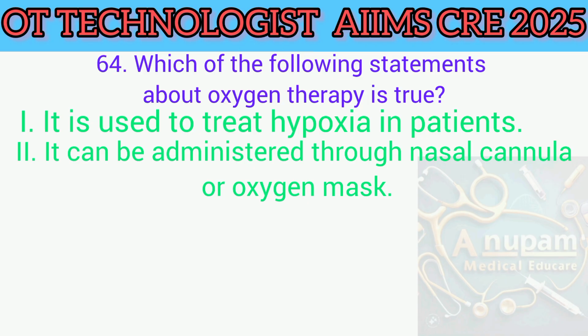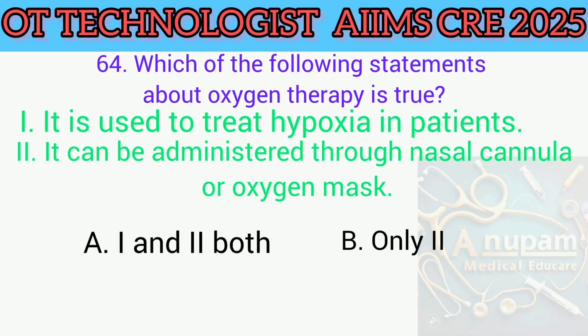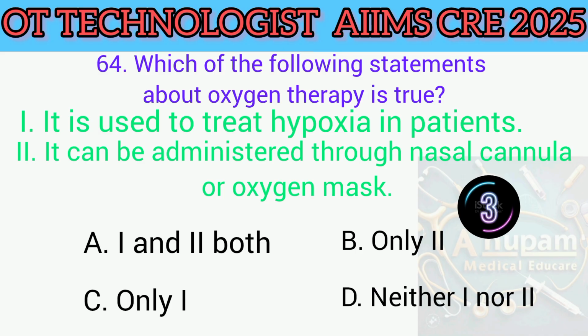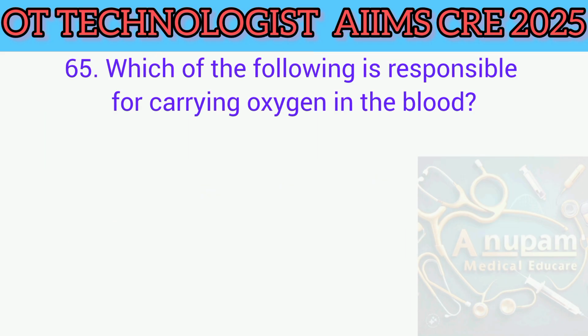Number 64. Which of the following statements about oxygen therapy is true? 1. It is used to treat hypoxia in patients. 2. It can be administered through nasal cannula or oxygen mask. A. 1 and 2 both. B. Only 2. C. Only 1. D. Neither 1 nor 2. Right option, A.